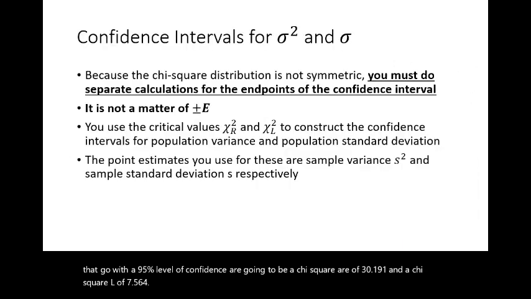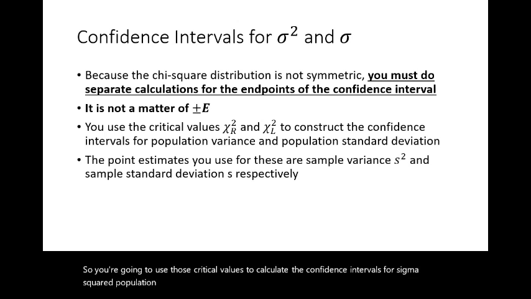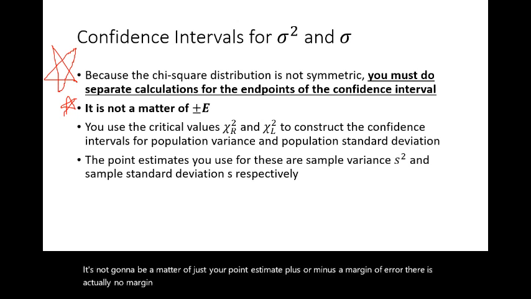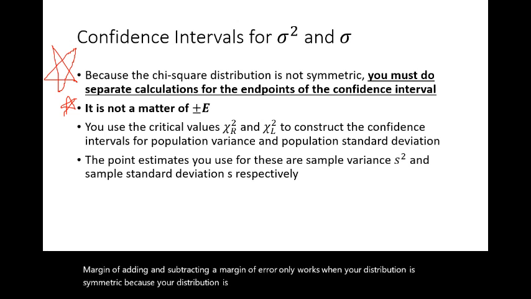So you're going to use those critical values to calculate the confidence intervals for sigma squared, population variance, and sigma, population standard deviation. Now, because the chi-square distribution is not symmetric, it's not going to be a matter of just your point estimate plus or minus a margin of error. There is actually no margin of error formula here. Adding and subtracting a margin of error only works when your distribution is symmetric. Because your distribution is not symmetric, there need to be completely separate calculations for each of the endpoints.